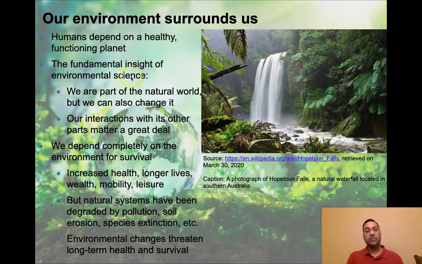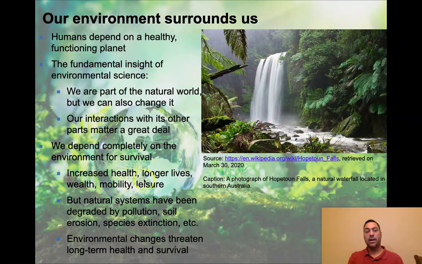So the fundamental insight of environmental science is we are part of the natural world, but we can also change it. And our interactions with its other parts matter a great deal. In fact, it's our imprint on those other parts. If we stress them too much, we can break them. And if we break those relationships, we can lose those relationships. So again, we depend completely on the environment for survival.